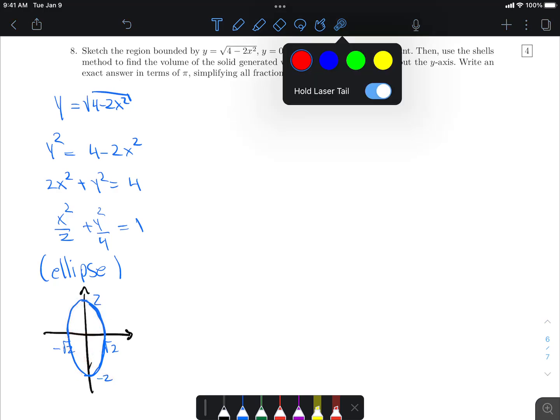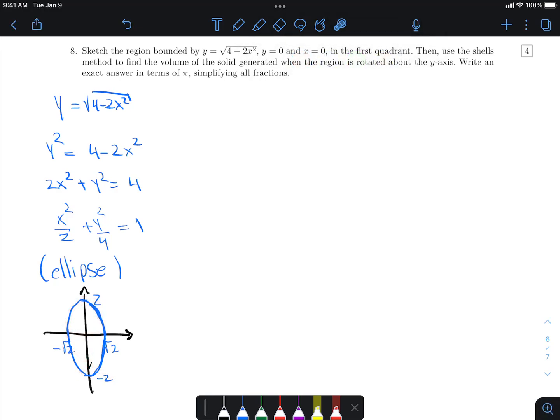But it doesn't matter because we're also told in the next step that we are in the first quadrant. So we are here. In any case, this is the only part of the ellipse we are considering anyway. So this is my region right there. Just to make sure, this is a root 2, and this is a 2.